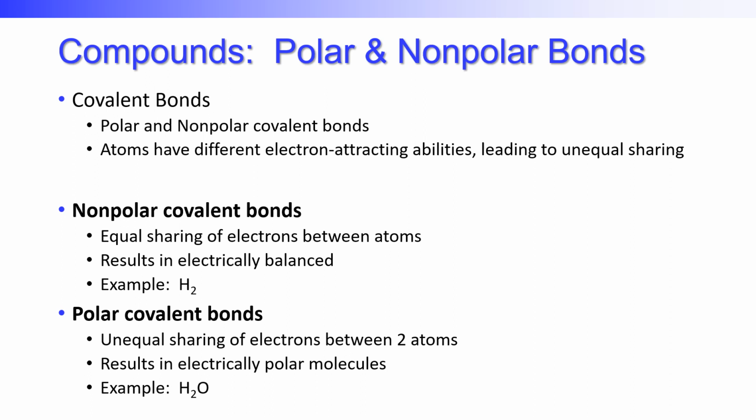So as we just saw, nonpolar covalent bonds are going to be the equal sharing of electrons between atoms. It's going to be electrically balanced. There's not going to be any charge anywhere. An example of this is hydrogen gas. Whereas polar covalent bonds are the unequal sharing of electrons between at least two atoms, and it's going to result in an electrically polar molecule, that is a molecule with a negative region and a positive region, at least one. An example of that is going to be water. Water is the classic example of a polar molecule.